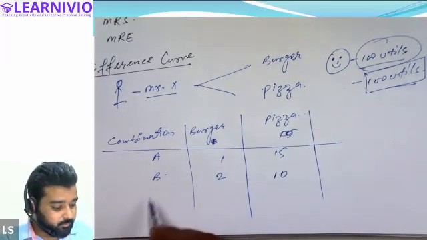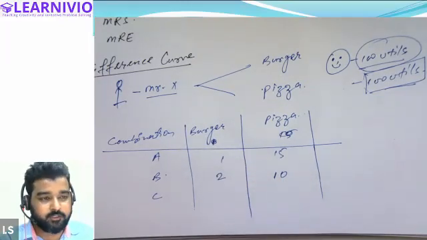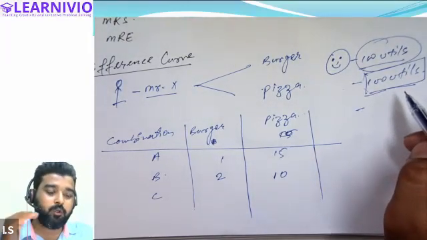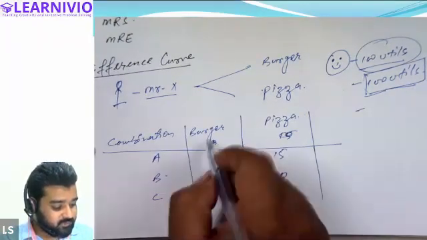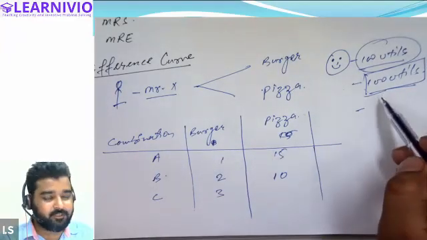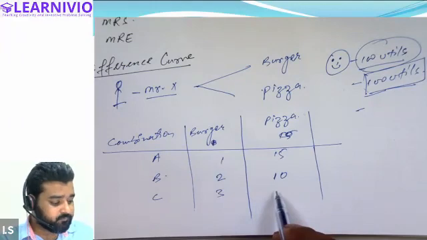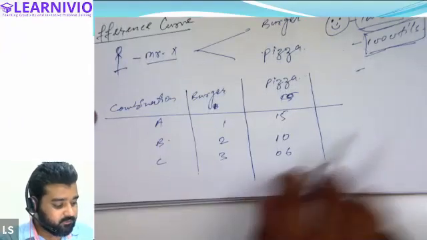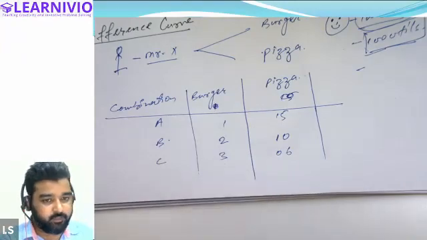Now what happens? Suppose he wants to increase the quantity of burger by one more unit, but he wants to maintain the equal amount of satisfaction. He wants to maintain his satisfaction at 100 utils only. So when he increases the quantity of burger by one more unit, and is willing to maintain the same amount of satisfaction, he will have to sacrifice a few more slices of pizza. So he sacrificed one more unit of pizza in order to gain 1 unit of burger.